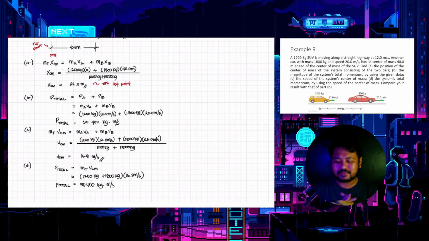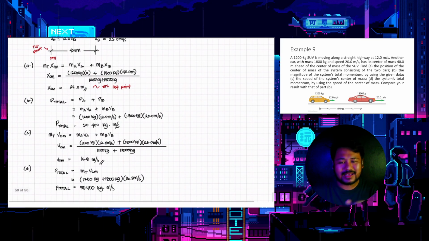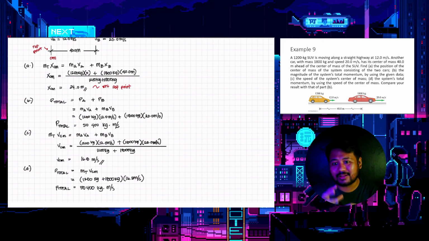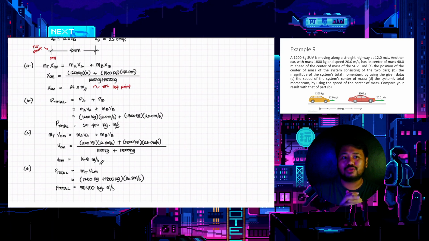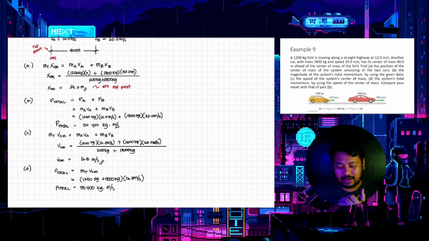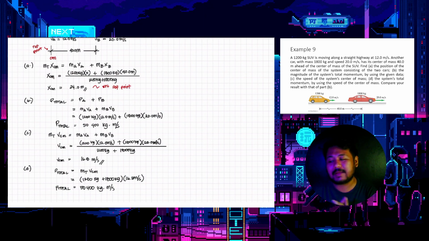Why? Because the center of mass acts as the average of all the masses, as if they are located at that one point, where they converge. Meaning to say, the momentum of our center of mass is equivalent to the total momentum of MA and MB, or of PA and PB. Hence, they are just the same. So that's for example number 9.